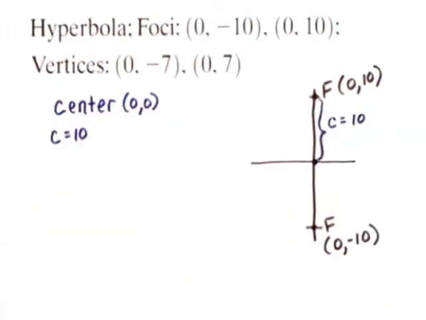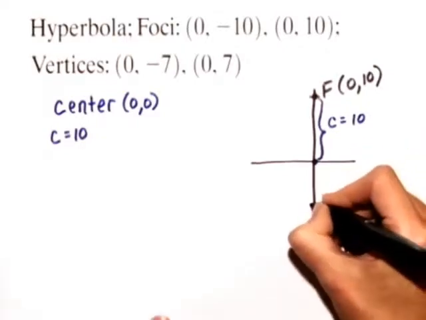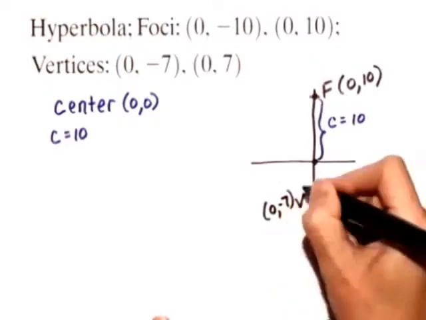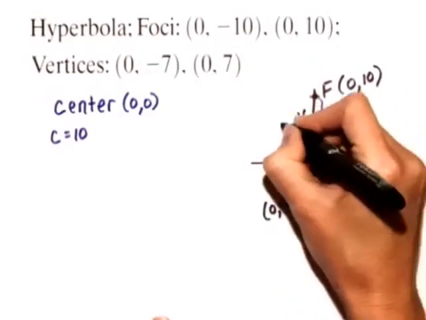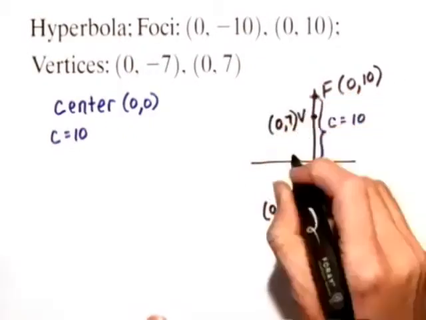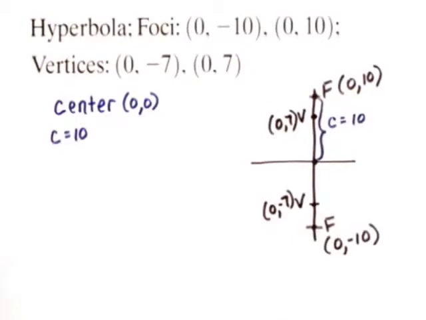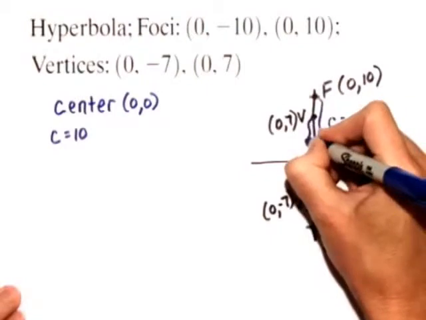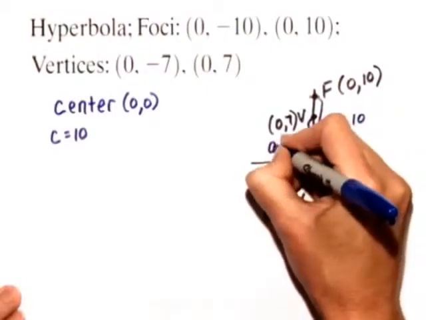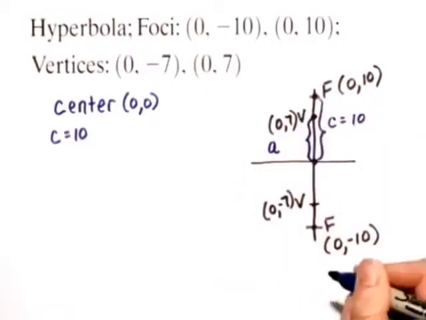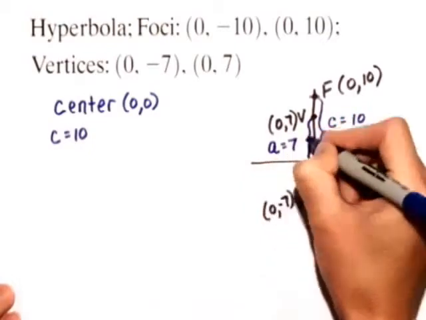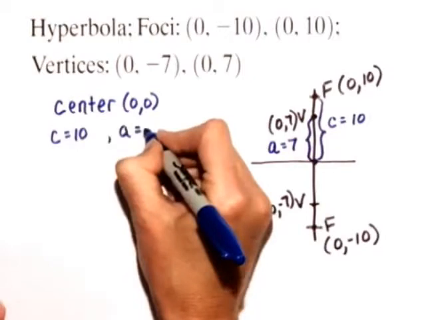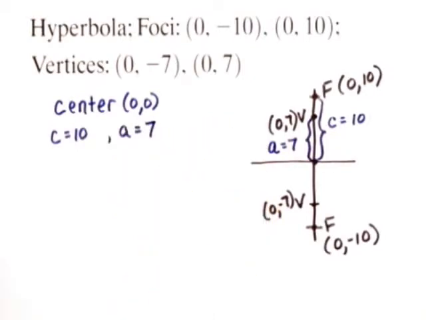Now let's look at the vertices. The vertices are located at 0, -7, and there's one at 0, +7. So the vertex is 7 units from the center, and the vertex is denoted by A units. In this case, A is 7. So we have C is 10 and A is 7.